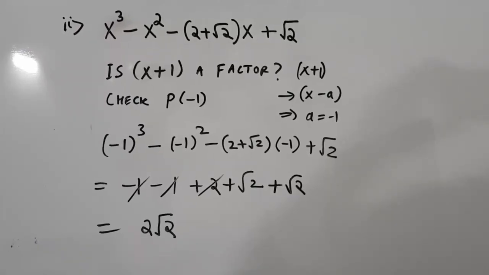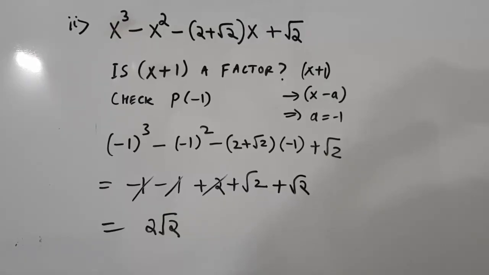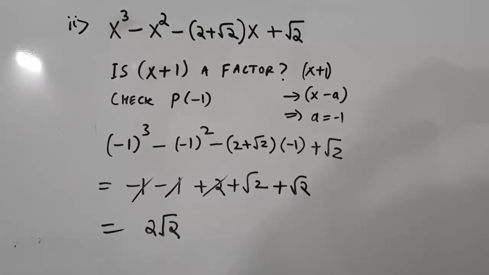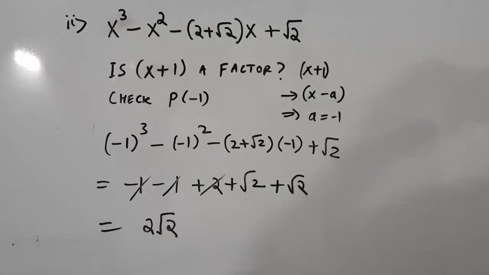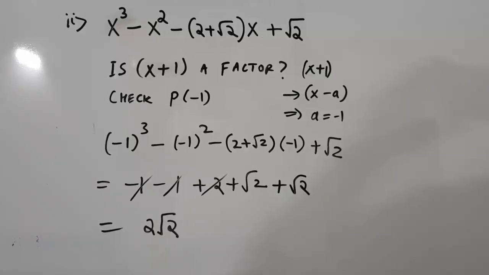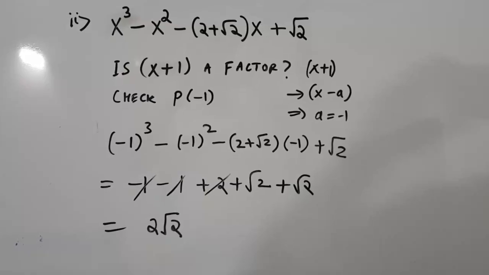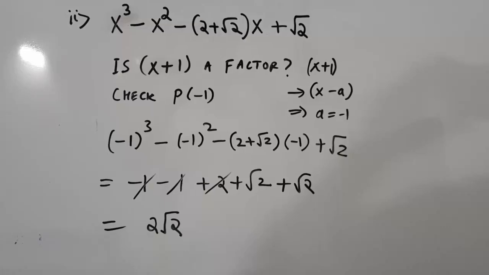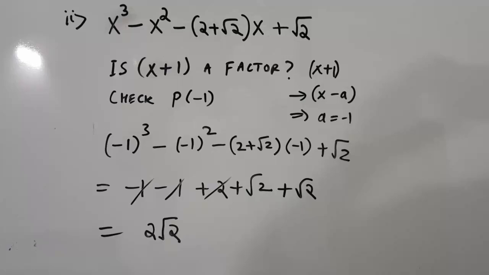So minus 1 cube will give us minus 1, then minus 1 squared will give us 1, but there is a negative sign there, so again a minus 1. Then this minus and minus 1 will become plus 1, that will give us just 2 plus root 2, and finally we'll have another root 2. So minus 1 and plus 2 will get cancelled, and we'll remain with 2 root 2. So it is not equal to 0. So therefore, x plus 1 is not a factor of x cube minus x squared minus (2 plus root 2)x plus root 2.